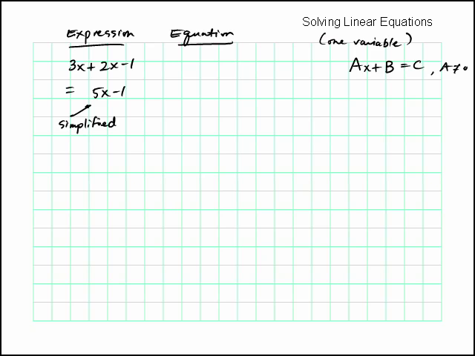Now, something like x plus 3 equals 5, notice there's an equal sign in it. And that means we're dealing with an equation, and we can solve equations. We would subtract 3 from both sides and get x equals 2. So I have solved this equation. Okay, so in short, an equation has an equal sign in it. An expression here, like this one, does not have an equal sign.